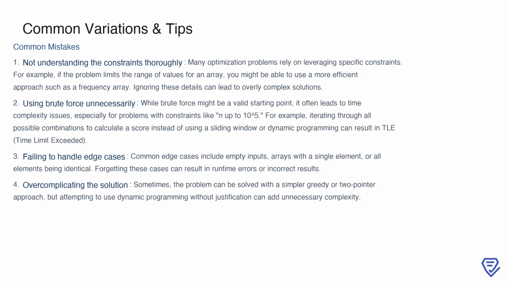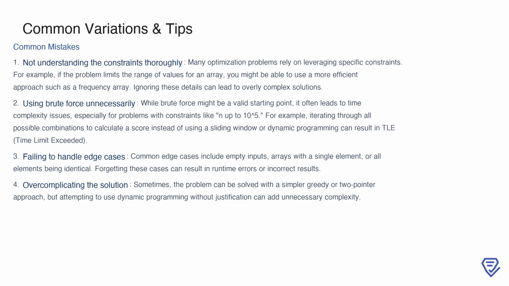When working on optimization problems, one of the most common mistakes is not fully understanding the constraints. Constraints often provide hints about which techniques to use. For example, if the problem limits the range of values in an array, you could use a frequency array for better efficiency, rather than unnecessarily complex logic.